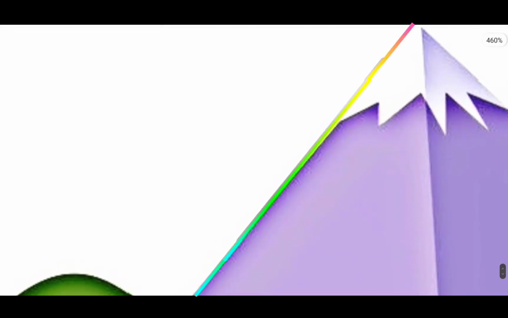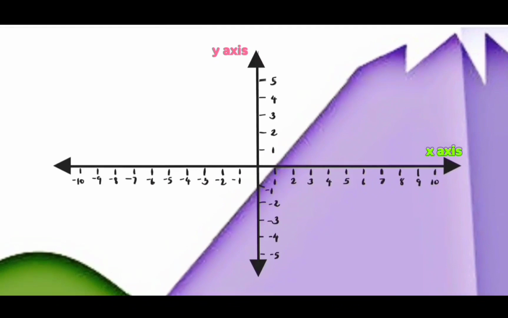The line of this mountain can be thought of as a series of points that are connected. The best way to visualize this is with a coordinate plane, a two-dimensional representation of space. If you need a refresher on that, check our coordinate plane video.